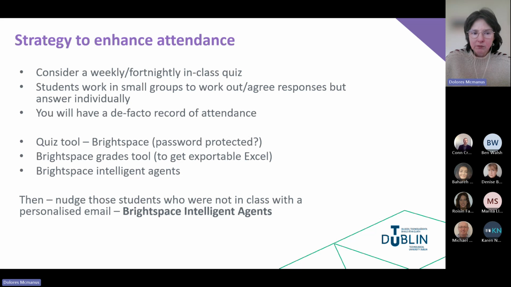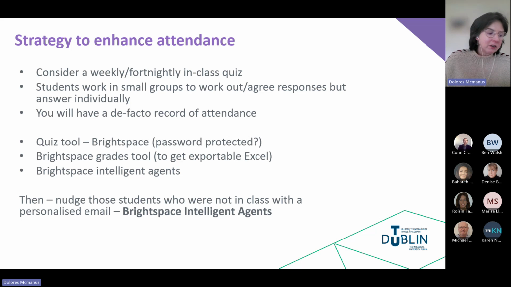You can use the Brightspace quiz tool in a variety of different ways, but you take a couple of minutes to get the students in the class to complete a short weekly or quarterly in-class quiz. And ideally, because you want the maximum number of students to participate and submit answers, I think it would be best if students work in small groups and agree their responses to the quiz questions. And when your students submit that through Brightspace, you will then have a de facto record of attendance, which you can review fairly easily on an ongoing basis.